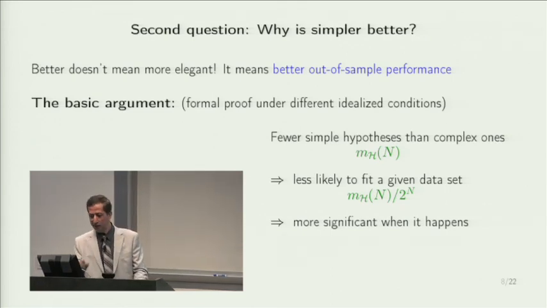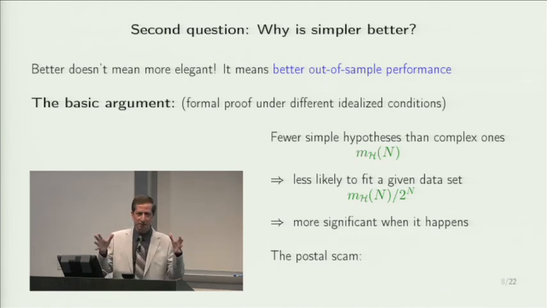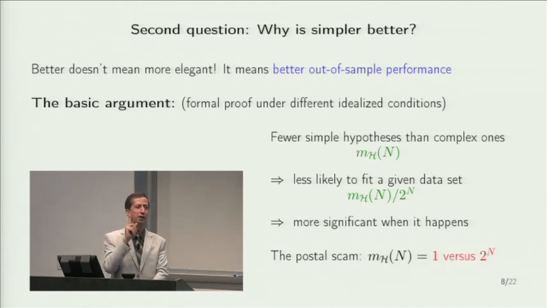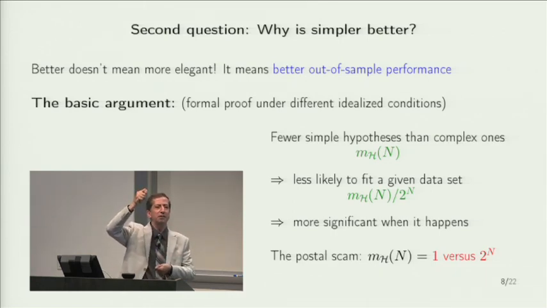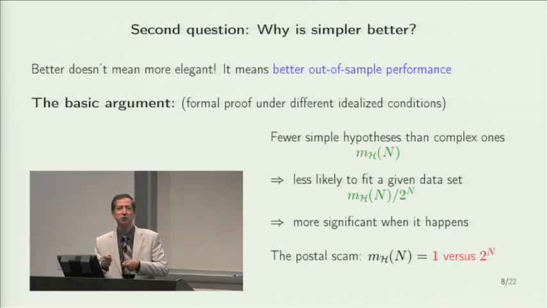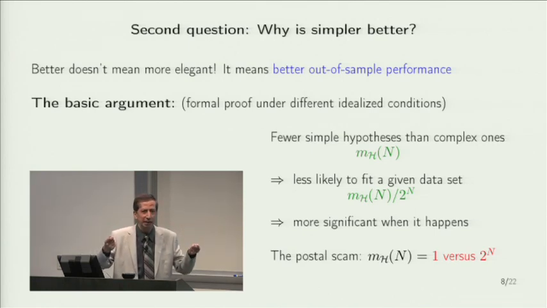Looking back at the postal scam, the only difference between someone believing in the scam and someone having the big picture is the growth function. From your point of view when you received the letters, it was one. You thought you're the only person, he's one hypothesis, and you got it right. And you gave a lot of value for that because this is unlikely to happen. On the other hand, the reality is that the growth function is actually 2 to the n, and this is certain to happen. So when it happens, it's meaningless.